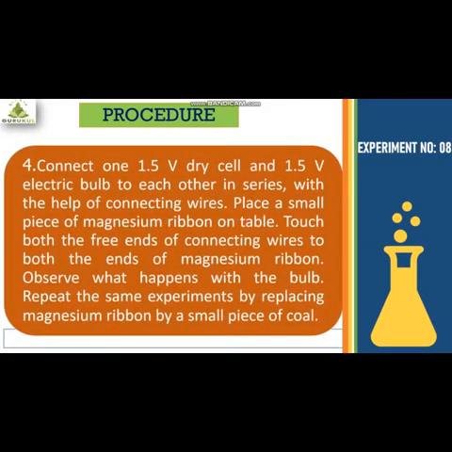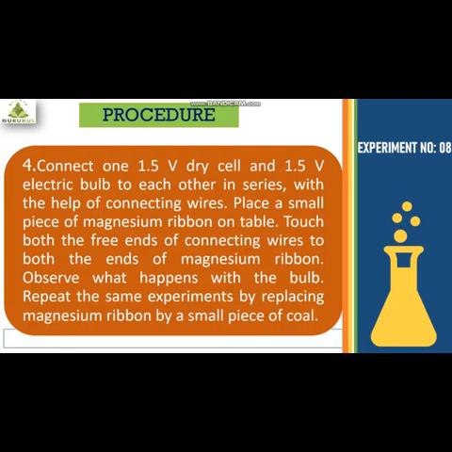Next, I'm going to connect one dry cell and an electric bulb to each other in series with the help of connecting wires. That means I'm going to arrange an electric circuit. Remember, in current electricity we have learned how to connect an electric circuit. Then place a small piece of magnesium ribbon on the table. Touch both the free ends of the connecting wire to both ends of the magnesium ribbon. That means we are going to include the magnesium ribbon in the electric circuit. Observe what happens with the bulb. We will check whether electric current passes or not when we connect the magnesium ribbon.